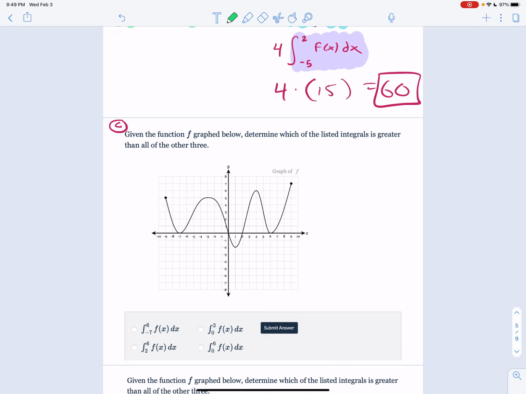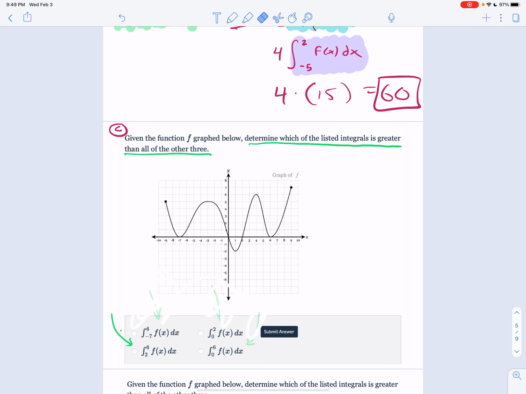So they give you the function of f, which is this picture, and they're asking us to determine which of the listed integrals is greater than the other three. So basically, they give us 4 of these integrals right here, right? And we have to figure out which one is the largest, okay? They might ask for the smallest too, so you got to watch out for that. Okay, so context. What does it mean to integrate?